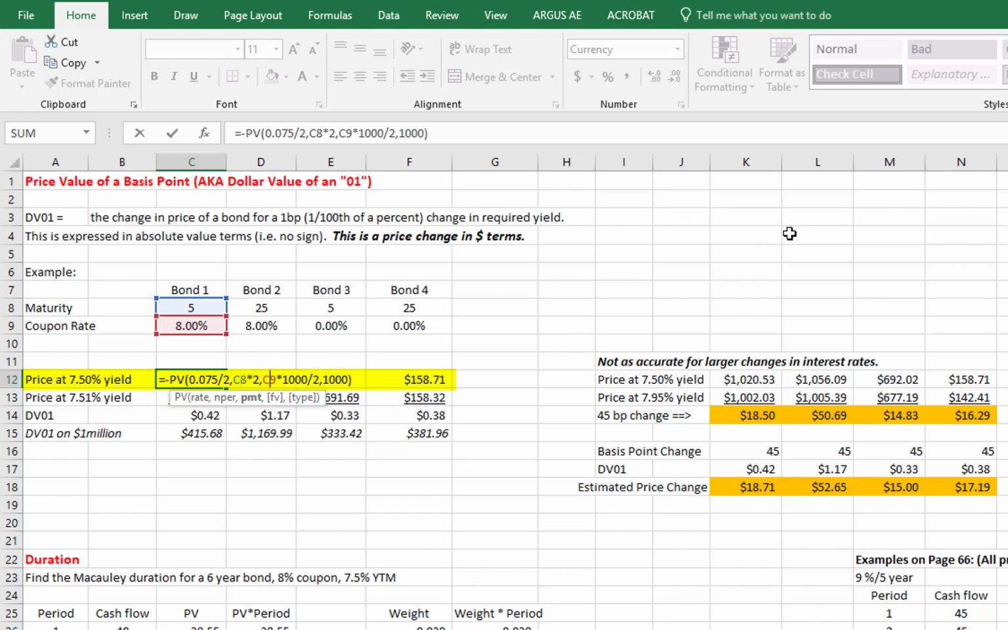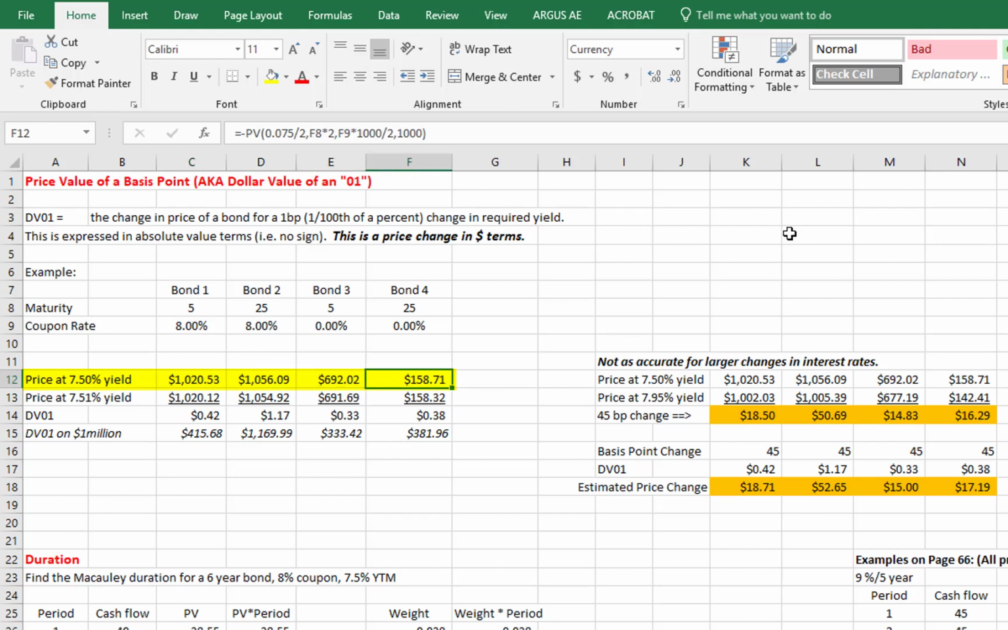C9 is the payment. So I take 8%, and I'm going to multiply that times 1,000. That's the face value of the bond, to get the coupon payment. Lastly, I do need to divide by 2 to get the periodic payment. So that expression right there is going to return 40. And then finally, the very last argument in this function is the future value of the bond, so $1,000. And so when I stick all that stuff in, I get the initial price of this bond at $1,020, and I'm using the same formula across these 4 different bonds.